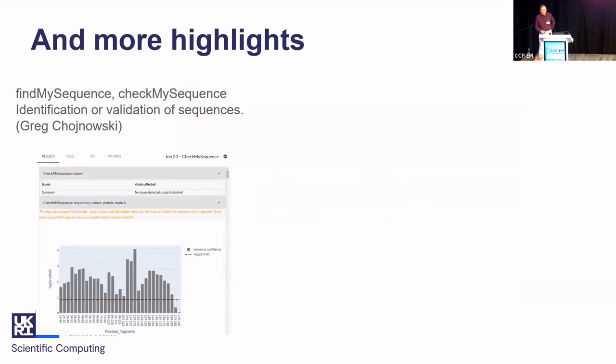A couple of other highlights. Validation is very important in cryo-EM, as I hope you're aware. I hope other speakers will say as well. So we have a variety of tools for validation within the suite. Just to highlight a couple: we have Find My Sequence and Check My Sequence from Greg in Hamburg. This will basically validate the sequence that you've built into a very low resolution map, and tell you if you have a register error or something like that. And if you don't have a sequence, it will even go and look for one for you.